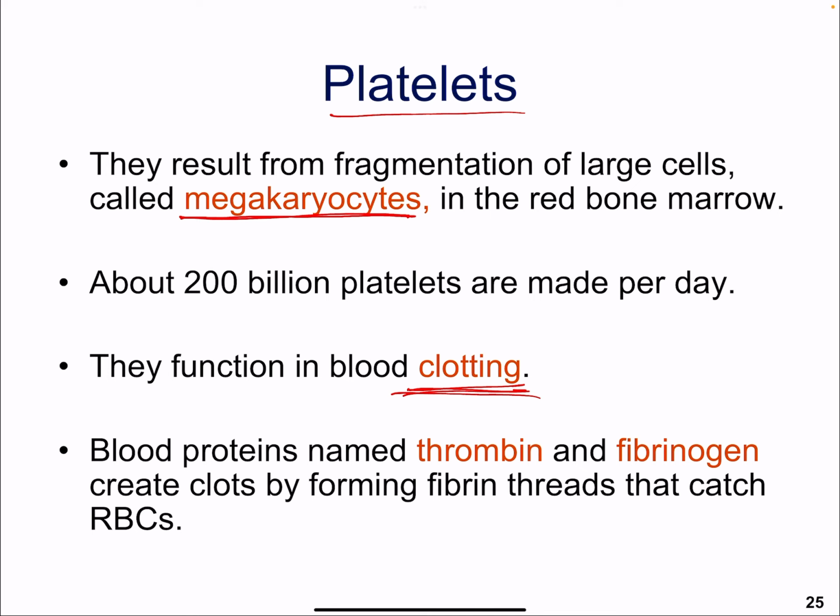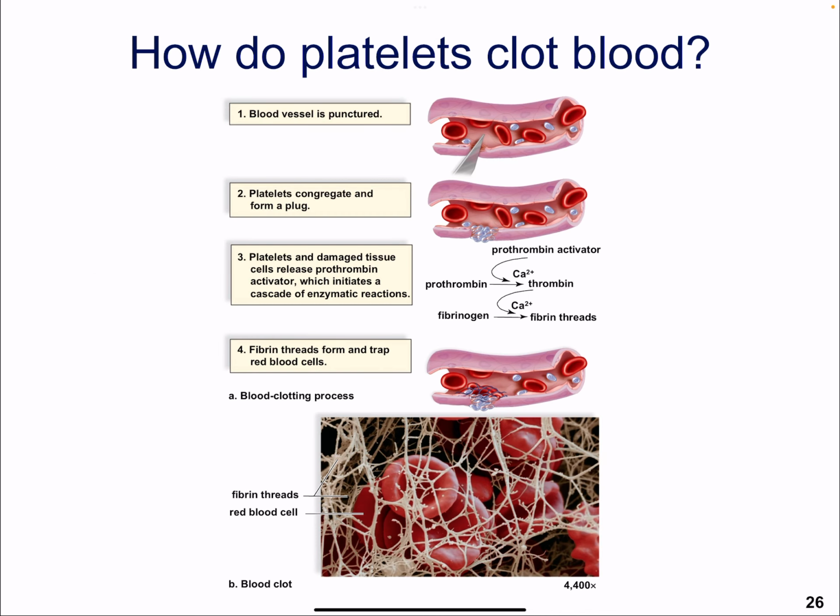Right? Now, the thrombocytes do not work only by themselves to do blood clotting. They work with other clotting factors, including proteins called thrombin and fibrinogen. Together, they are going to be able to do blood clotting. Without each other, blood clotting is not going to happen.